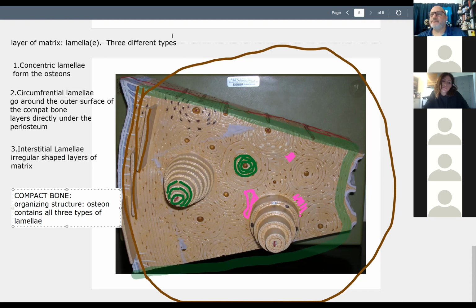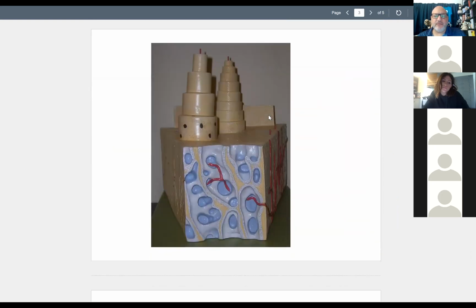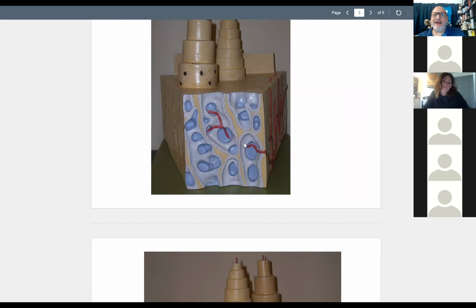Let's change our views. Let's go back to the edge. Notice on the inside where we have the spongy bone, right? It's lining the medullary cavity. Remember, its organizing structure are the trabeculae. And clearly it has to be made of layers of matrix.